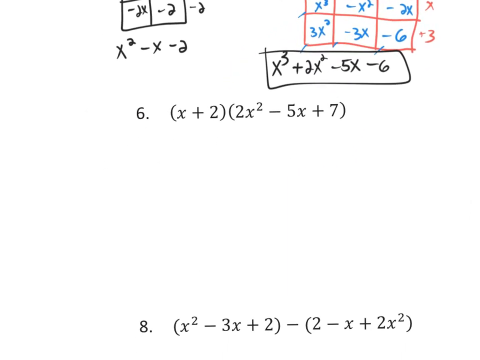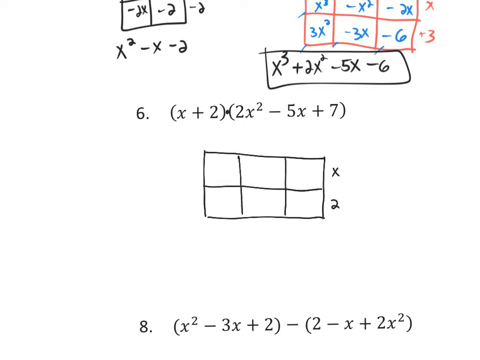When we look at this, it's clearly a multiplication problem. There's no sign in between these polynomials other than they're just parentheses next to each other. So I'm going to start making my boxes. x plus 2. Got 2x squared, negative 5x, and 7.